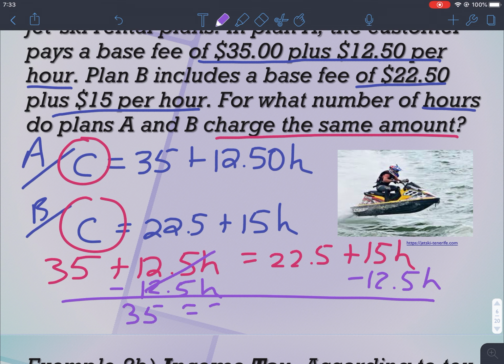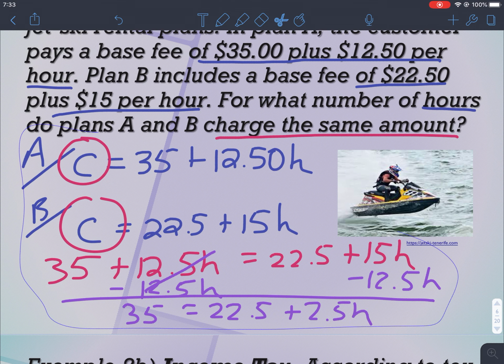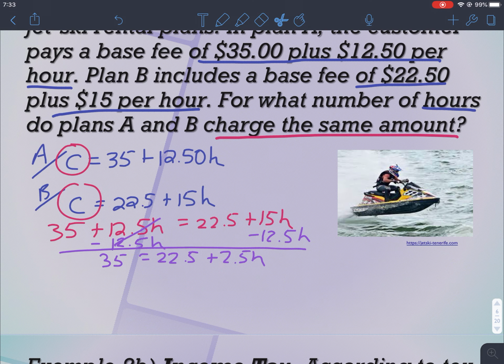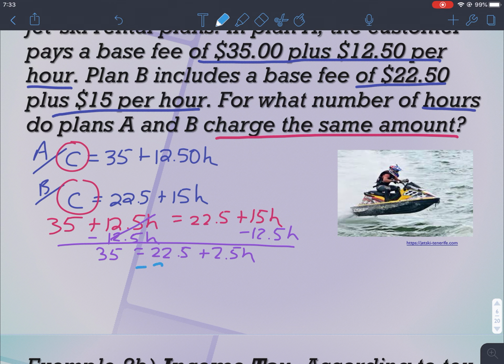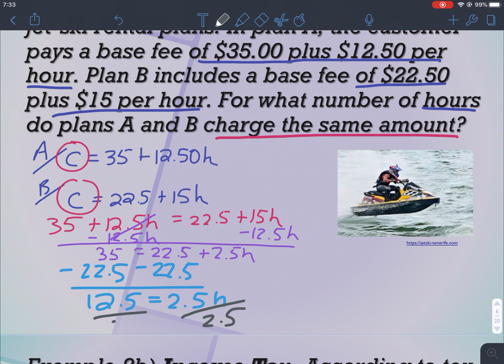$35 equals 22.5 plus 2.5H. Our next step is going to be to subtract 22.5 from both sides. 12.5 equals 2.5H. Divide on both sides. And you get an answer of H equals 5.